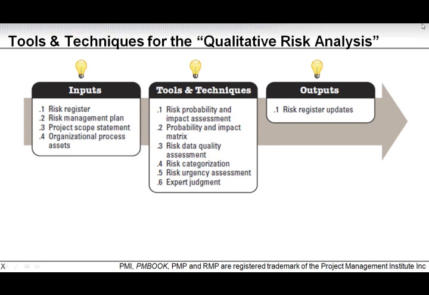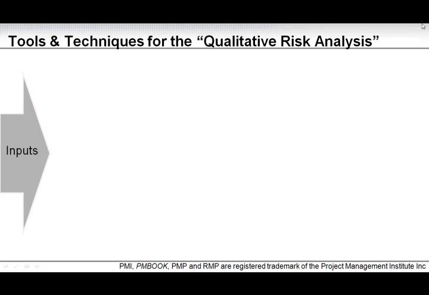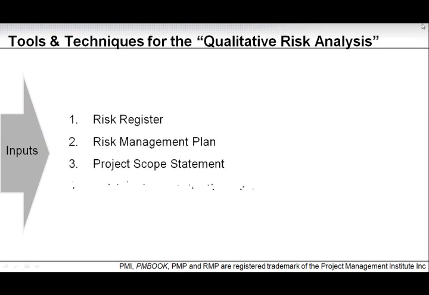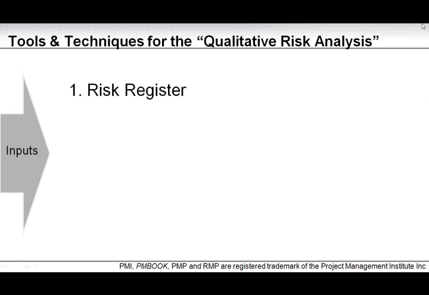So we have 4 inputs in the qualitative risk analysis. We have a number of tools and techniques that need to be applied, and the output is the risk register, which we created in the previous process, fully updated. So let's look at the inputs first. The 4 inputs are the risk register from the previous phase, the risk management plan from the previous phases, the project scope statement from the project, and the organizational process assets. So let's look at them one by one.